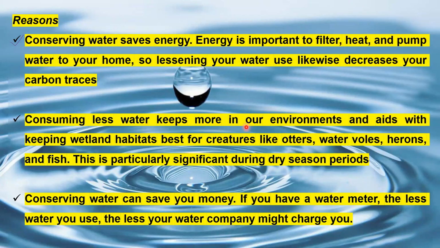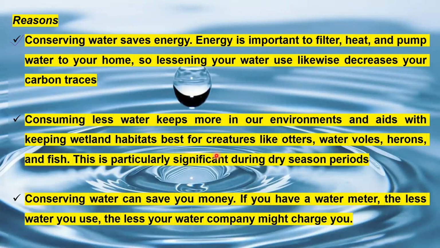Consuming less water keeps more in our environments and aids with keeping wetland habitats best for creatures like otters, water voles, herons, and fish. If we are using a lesser amount of water, what benefits are we getting? We are not only getting benefits ourselves, but we are also making life easier for aquatic animals. This is particularly significant during dry periods. See, when there is a terrible summer, when there is a lot of heat being generated, what happens? We are safe, we are sitting in AC rooms, we have ready sources of water, we go for a bath, we drink water, we do everything. But when there is no water in the environment, think of the aquatic animals.